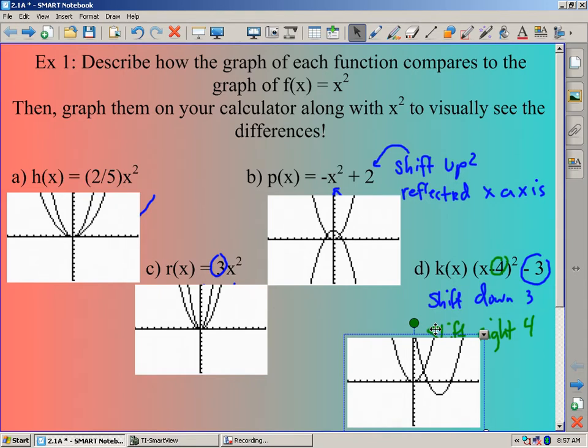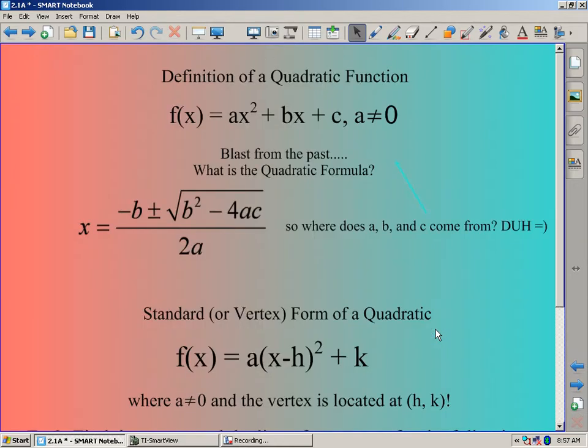So we're shifting them, and that's what we're talking about. Then we're going to talk about the definition of the quadratic function. Basically, here's our quadratic function: ax squared plus bx plus c, when a is not equal to 0, because if a is equal to 0, we lose this term, and it's not a quadratic, it becomes a linear.